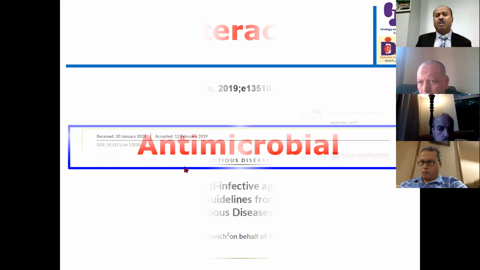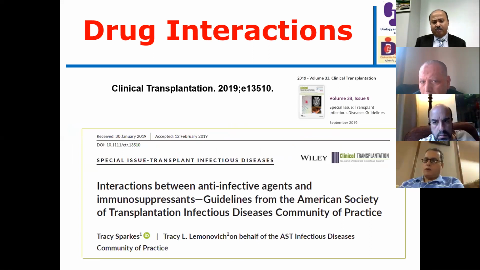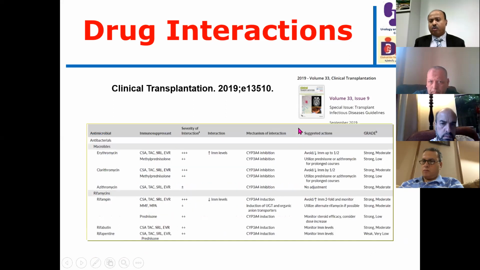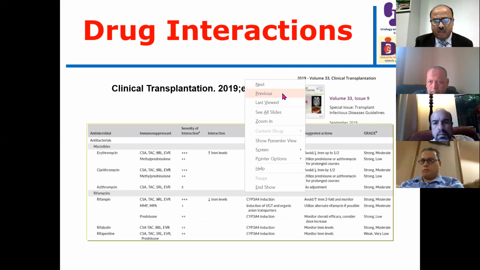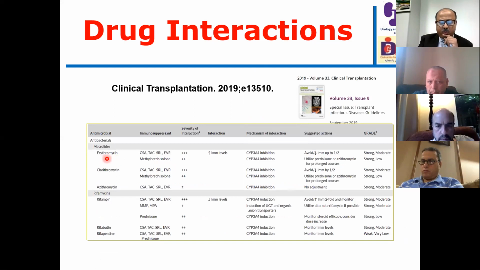So let us go to the rest of the presentation, because we have many data to be presented. The use of anti-infective agents and the immune suppression guidelines from the American Society of Transplantation. And this is a very nice issue of the Clinical Transplantation Journal last year, showing a lot of interaction. I'm going to address these interactions one by one, because they are very practical, and I wanted to address the most important points. So start with antibacterial, the use of erythromycin.